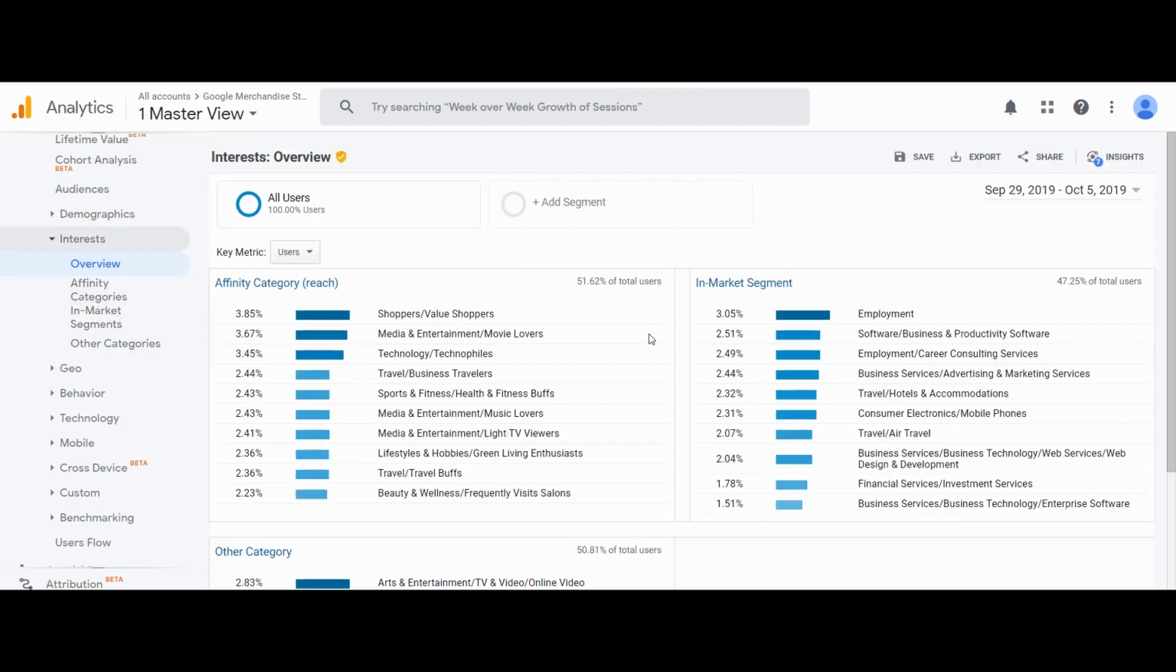Primarily, we have two categories based on interest. The first one is affinity audience and the second one is in-market audience. I have already explained about these two categories in Google Ads. Can you recollect what is the meaning of these categories?